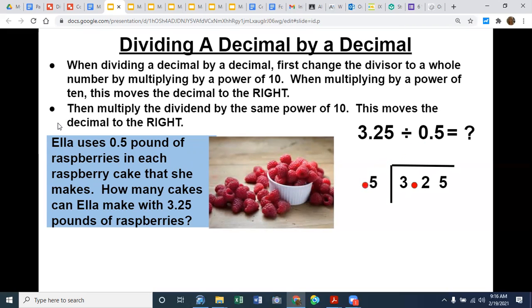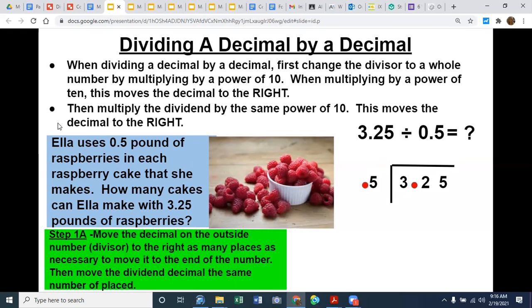Notice how there's a decimal in the outside number now. Okay, what do we have to do? We have to get rid of the outside decimal before we can divide. So move the decimal on the outside number, the divisor, to the right as many places as necessary to move it to the end of the number. So we're actually multiplying it by a power of 10, in this case 10, to get rid of the decimal, because when you multiply by 10, your decimal moves one place to the right. Then you move the dividend decimal the same number of places.